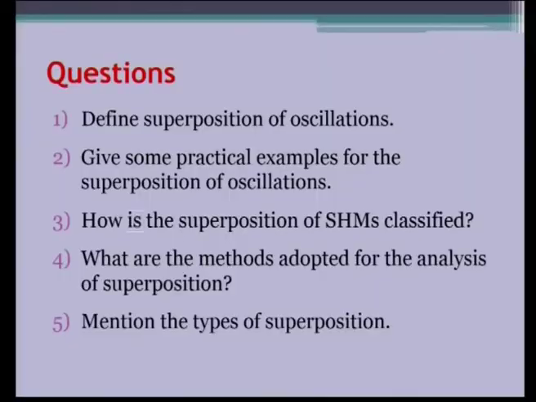Before we wind up this session, let us test our understanding by asking these questions. Define superposition of oscillations. Give some practical examples for the superposition of oscillations. How is the superposition of SHMs classified? What are the methods adopted for the analysis of superposition? Mention the types of superposition.